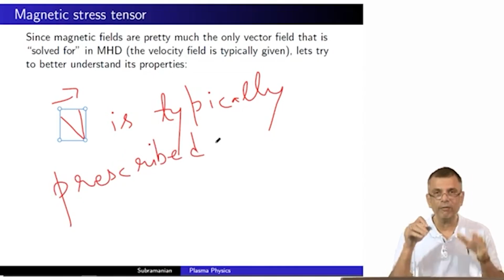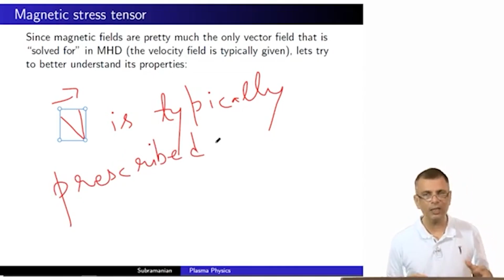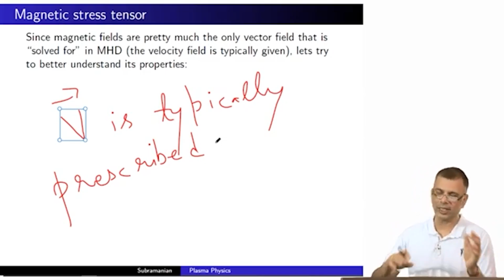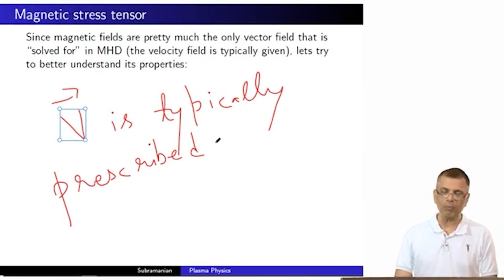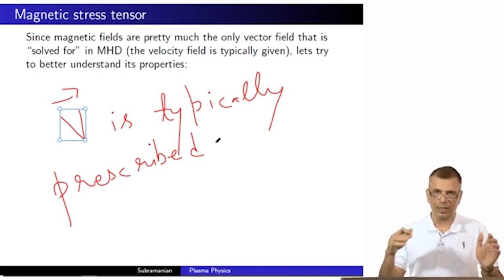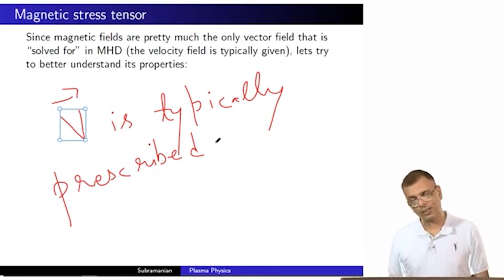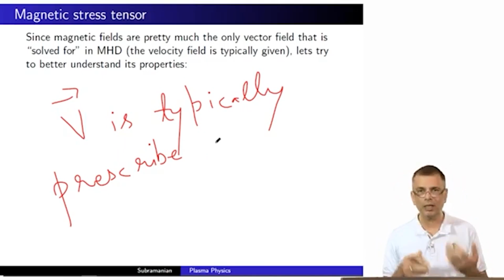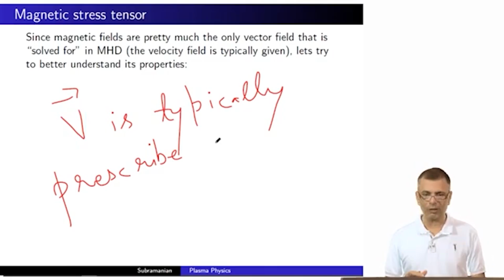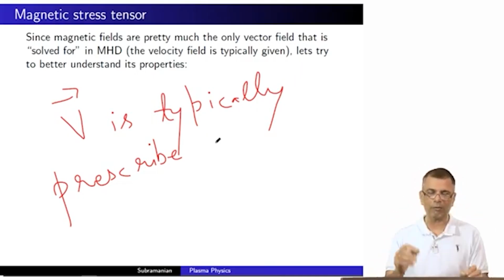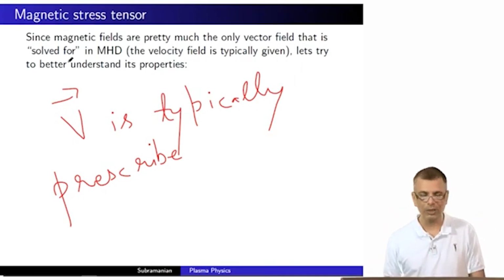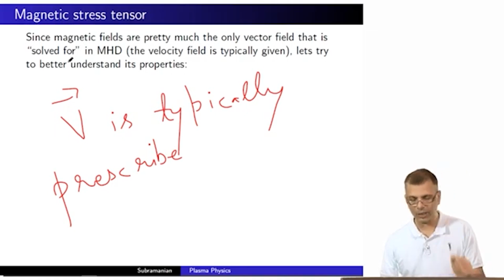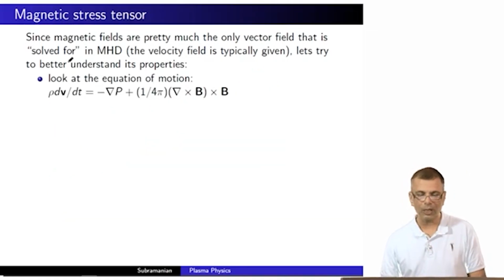Okay. I give you a certain velocity field. I give you a fluid that's flowing in a certain manner, and MHD typically likes to answer, okay, given this velocity field, how does the magnetic field that's present in the fluid evolve? How does it evolve with time? Okay. So magnetic fields are pretty much the only vector field that is solved for in MHD. So it's important to try and understand its properties a little more.